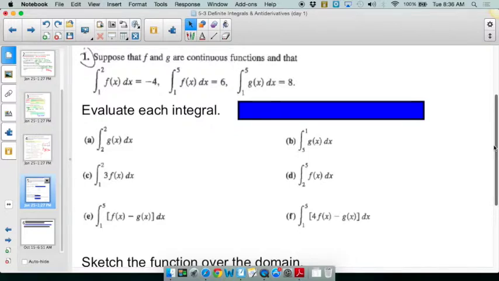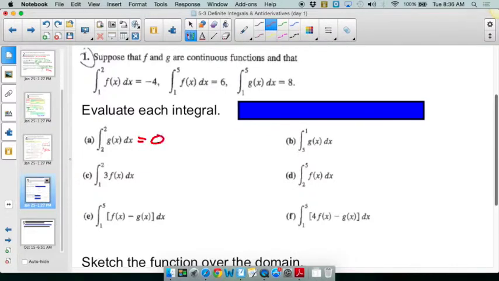What if I take g of x and integrate it from 2 to 2? 0, exactly. What if I take g of x, and instead of going from 1 to 5, I go from 5 to 1? Negative 8. Okay, so we know those two answers.